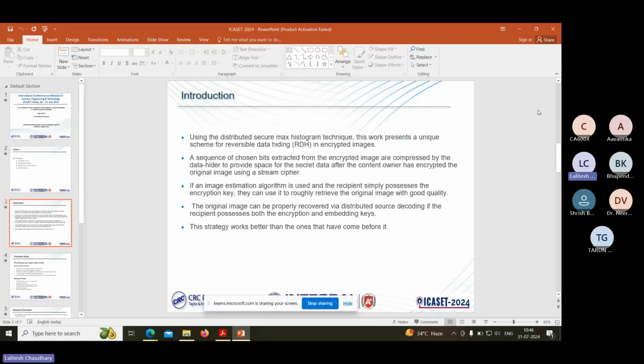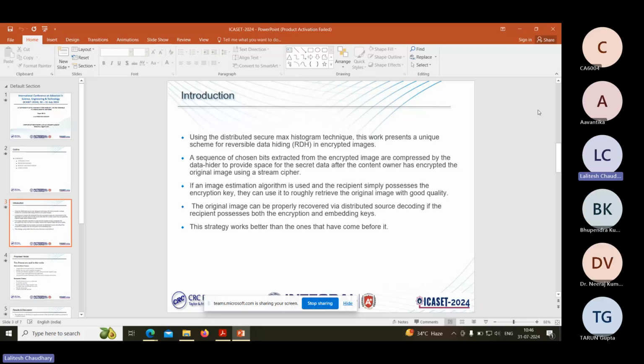Introduction. Using the distributed source mixed histogram technique, this work presents a unique scheme of reversible data hiding in encrypted images. A sequence of chosen bits extracted from the encrypted image are compressed by the data hider to provide space for secret data after the content owner has encrypted the original image using the stream cipher.